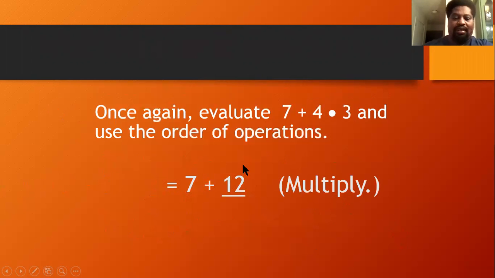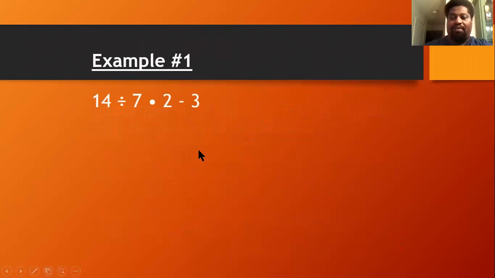So first we're going to do 7 plus 12. You know why? Because we said 4 times 3, which is 12. Remember PEMDAS, please excuse my dear Aunt Sally. We saw multiplication first, so that's what we did. So 7 plus 12, add those together, and you have 19. So the correct answer would be 19.